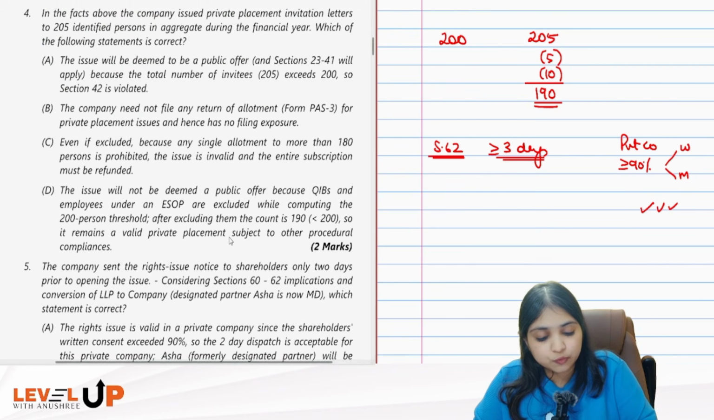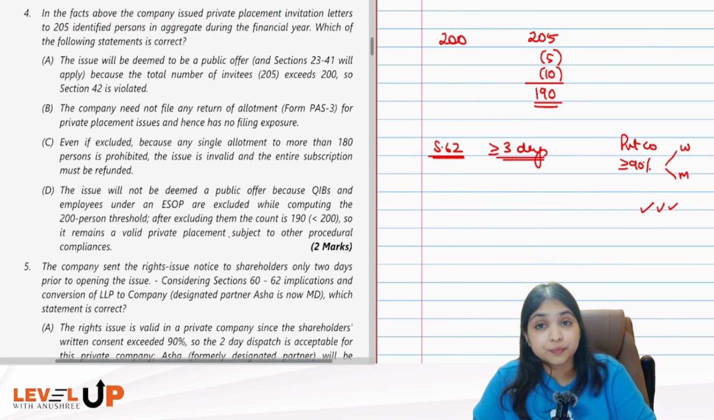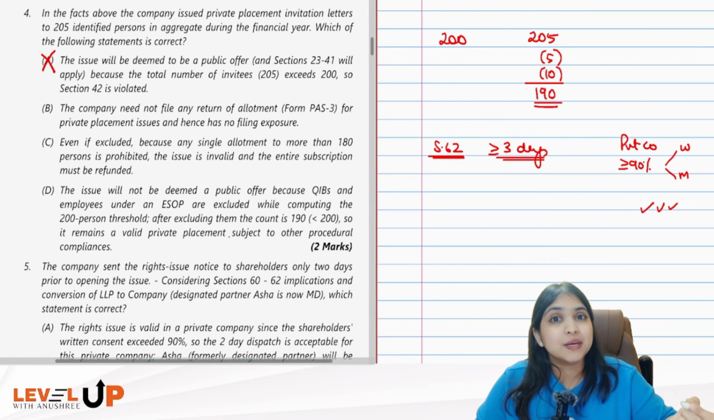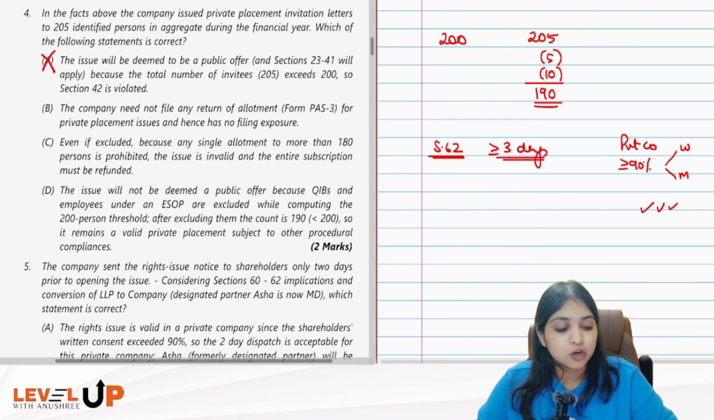The first question over here. In the facts above, the company issued private placement invitation letters to 205 identified persons in aggregate during the financial year. Which of the following statements is correct? The issue will be deemed to be a public offer. Wrong, guys. Only if the company is making a private placement offer to more than 200 people, only then it is deemed to be a public offer.